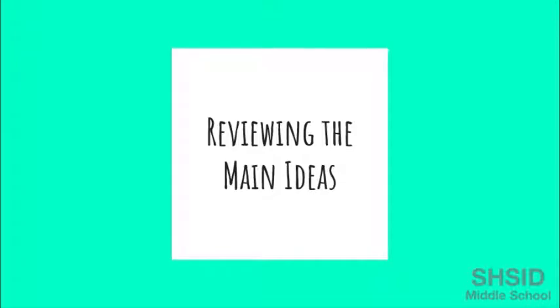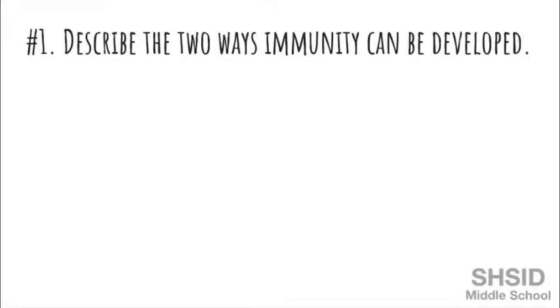So let's review the main ideas. I'm going to ask 9 questions. After I read each question, I want you to pause the video and see if you can answer it for yourself, and then unpause it and I'll go through the answer. So number 1, describe the 2 ways immunity can be developed.